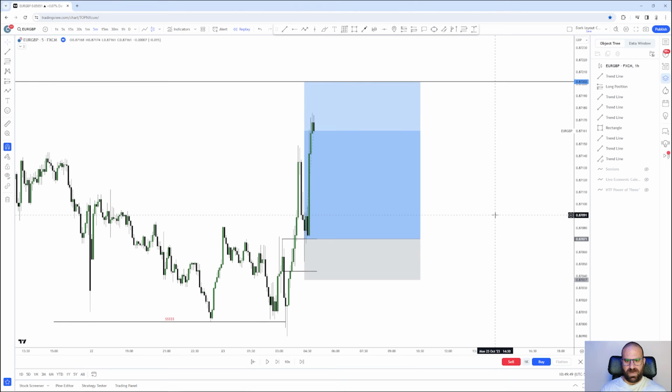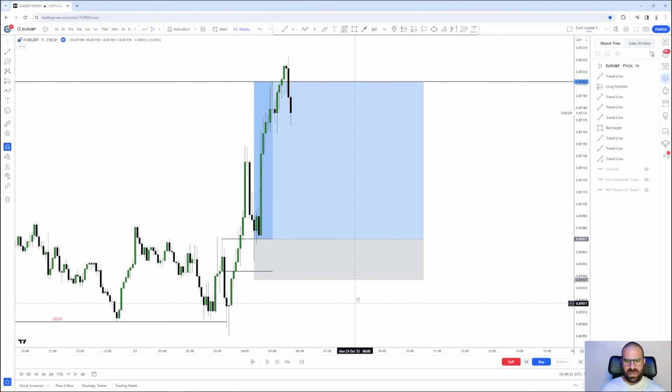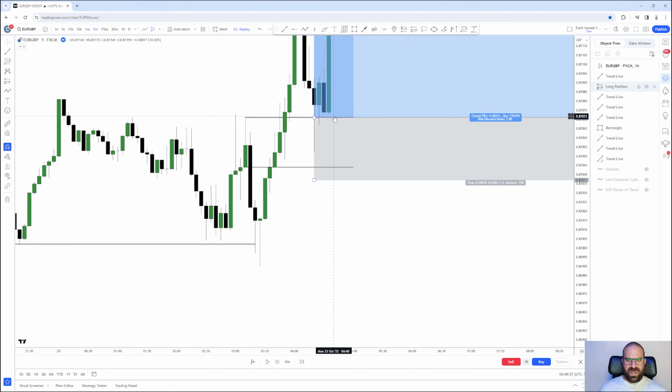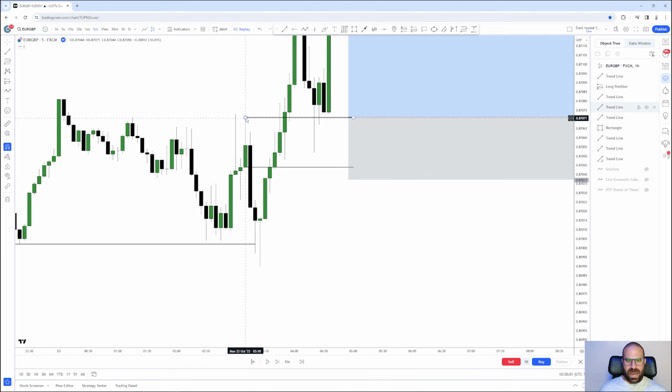Let's see how this played out. There you go, you do hit your final target. So again, there are various ways to identify your breaker block. I like to identify it as the last up candlestick before the down move that swept liquidity.